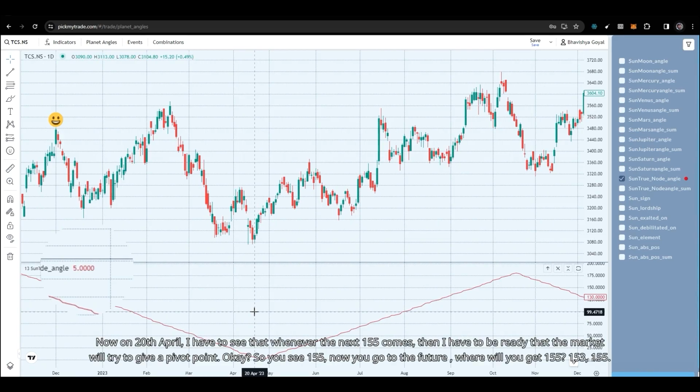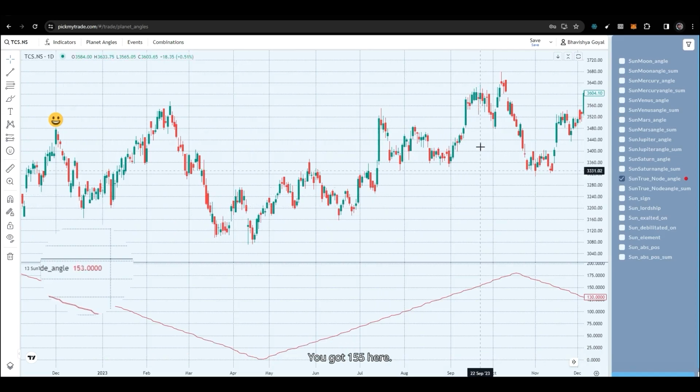Now on April 20th, I have to see that whenever the next 155 comes, I have to be ready that the market will try to give a pivot point. So you see 155, now you go to the future, where will you get 155? 153, 155. You got 155 here, between this and this. So you see, it gave you a pivot point at the very top. After that the market has fallen. So this can give you a good pivot.